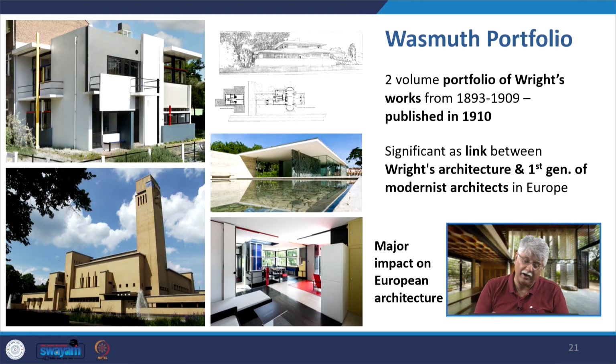These works of F. L. Wright from 1893 to 1910 were all incorporated in them. Major impact on European architecture. A lot of European architects were building wonderful buildings, and they had been learning from Wright, but the Wasmuth Portfolio helped them to understand it with better rigor.